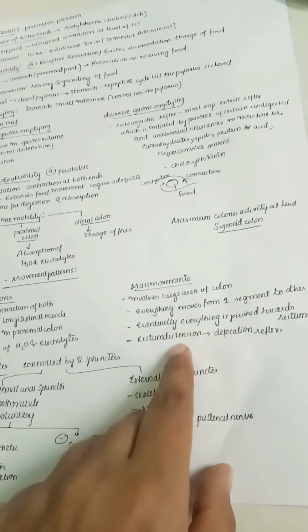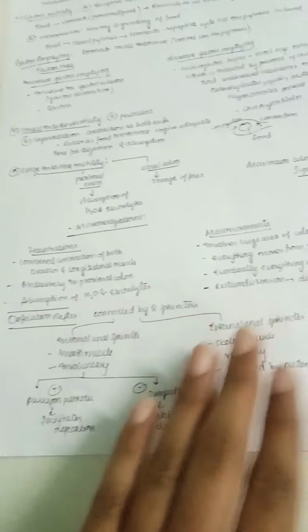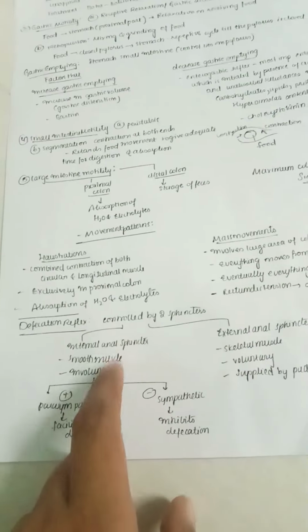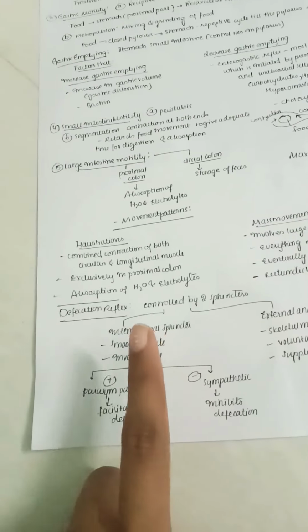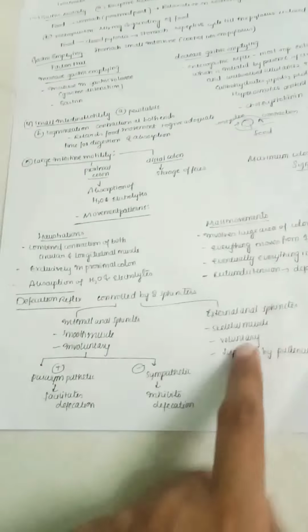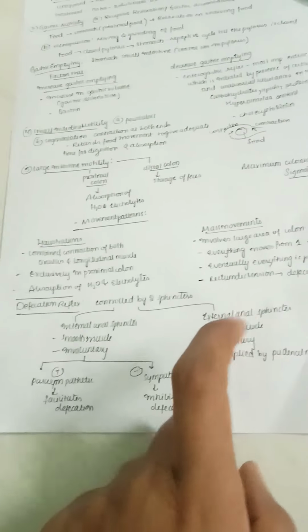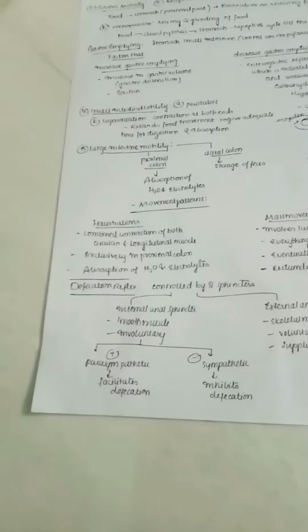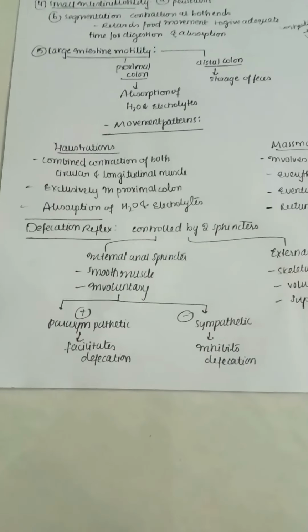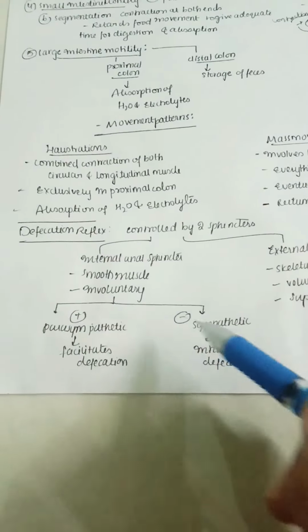So with rectal distension, the defecation reflex is initiated here. The defecation reflex is controlled by two sphincters. The main sphincters are the internal anal sphincter and the external anal sphincter. The internal anal sphincter is smooth muscle and mainly involuntary, whereas the external anal sphincter is skeletal muscle and voluntary. Involuntary means it's not in our control, it's controlled by either parasympathetic or sympathetic.